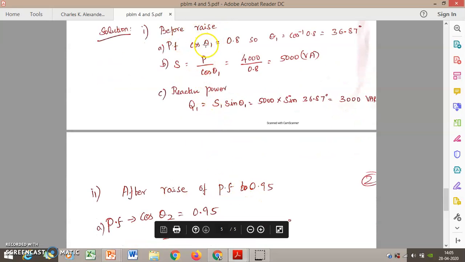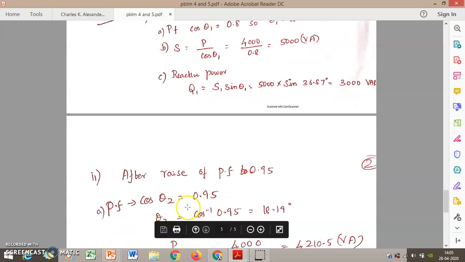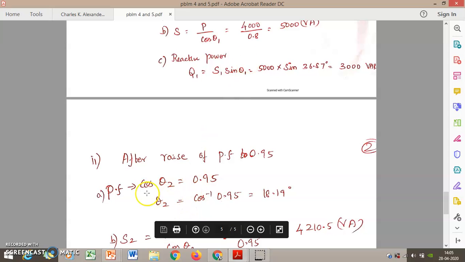Before raising, cos theta 1 or power factor is 0.8. After raising, it is 0.95. This is what we know. And we know another thing, which is P. P is equal to 4000 is given. So if cos theta 1 equal to 0.8, theta 1 equal to cos inverse 0.8, which is 36.87 degree. So calculate this theta 1. Here it is mentioned as theta 2 so we can easily differentiate. Cos theta 2 equal to 0.95, theta 2 equal to cos inverse 0.95, which is 18.19.